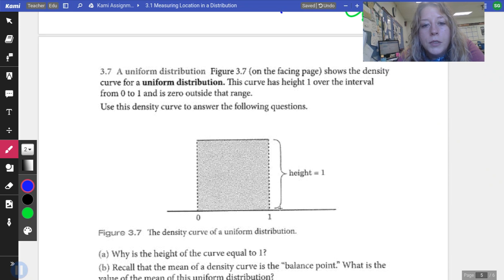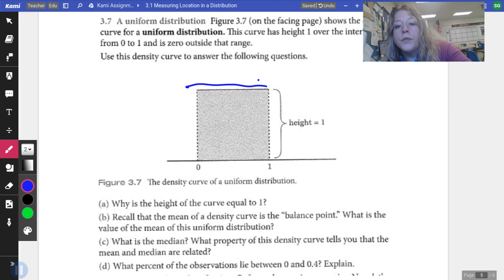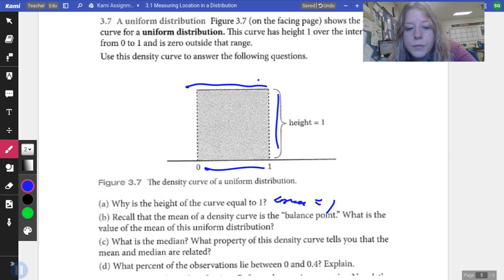Okay, this is a uniform distribution, meaning all of the values are about the same. The area of this box has to be 1 because it's always 100%. So that is why the curve is equal to 1, because the area is 1. And we have 1 on the base, so we have to have 1 on the height. The mean is the balance point. What is the value of the mean if it's a uniform distribution? Well, it's going to balance right here in the middle, so the mean is going to be 0.5. What is the median? It divides it into 2 equal groups, 50% on the left, 50% on the right, so the median is also 0.5.